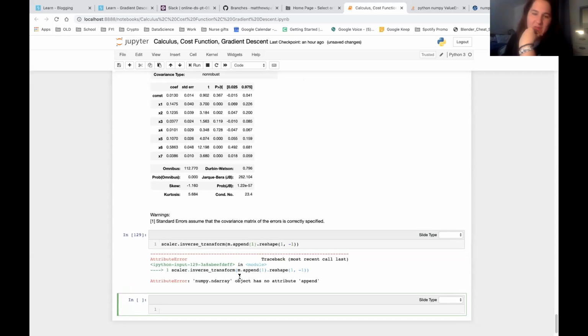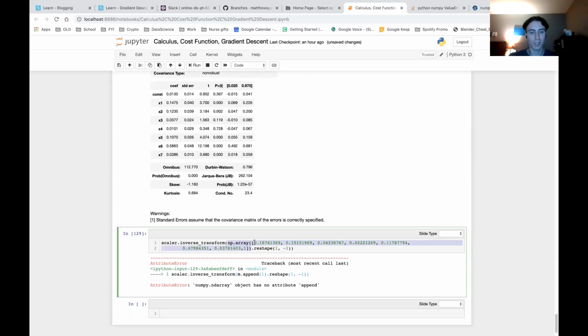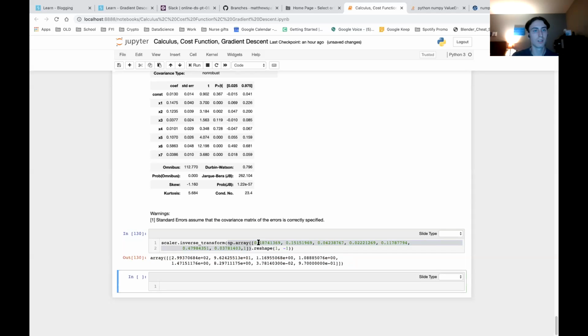Okay, yeah, even adjusting it for Jacob's code, mine still is broken. It's a NumPy array, so I think it's a different thing besides append. Let's see, NumPy.